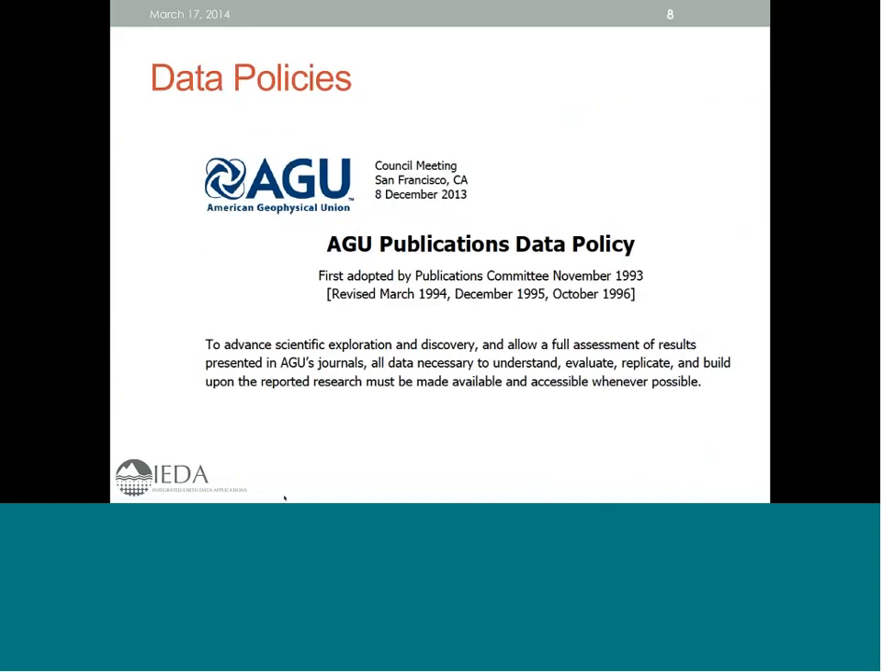On the other hand, also the publishers and professional societies are catching up on their data policies and aligning them with these developments. And AGU just released a new data policy in December. It was voted upon by the Council right before the AGU fall meeting, basically supporting the open and full access to data.